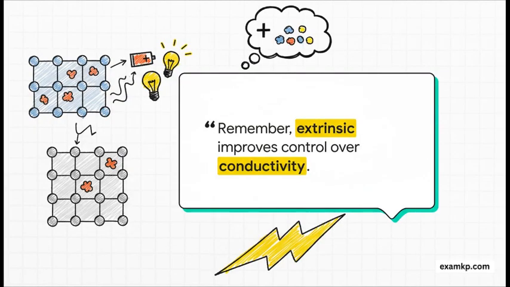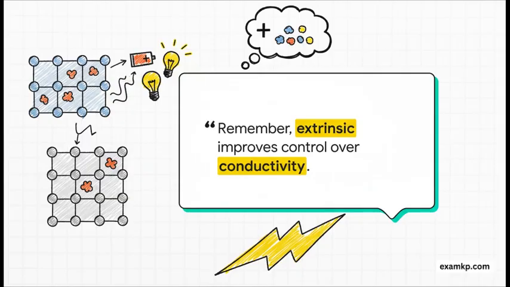Now, a very common mistake students make here is mixing up the definitions. They forget which one is pure and which one is doped. Just remember this easy trick. Extrinsic sounds like it has the word extra inside it. You add extra impurities to make it an extrinsic semiconductor. Don't lose easy marks on this.